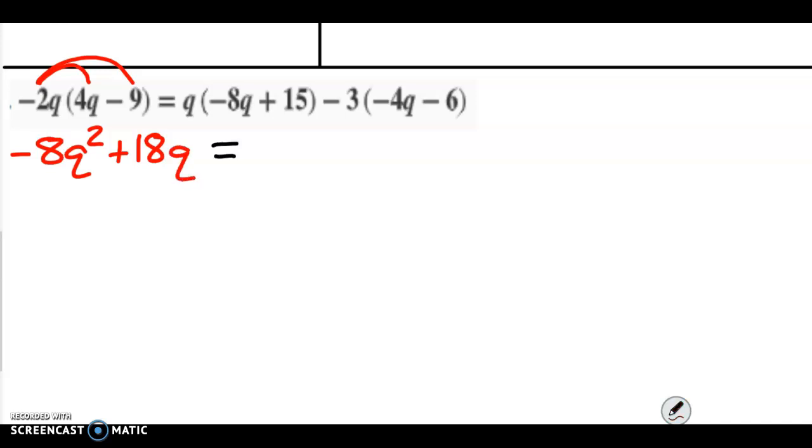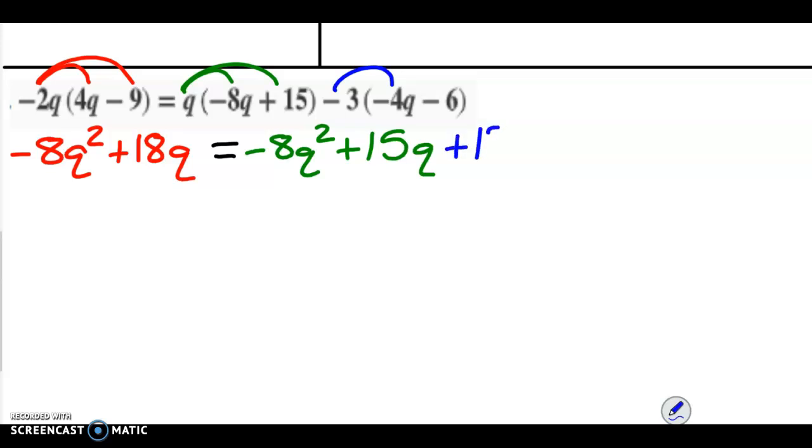Okay? Then I've got q times -8q, that's going to be -8q squared. q times 15 is just 15q. And then the last set of distributive steps I need to take: -3 times -4q is going to be a positive 12q, and negative 3 times negative 6 will be positive 18, since a negative times a negative is a positive.